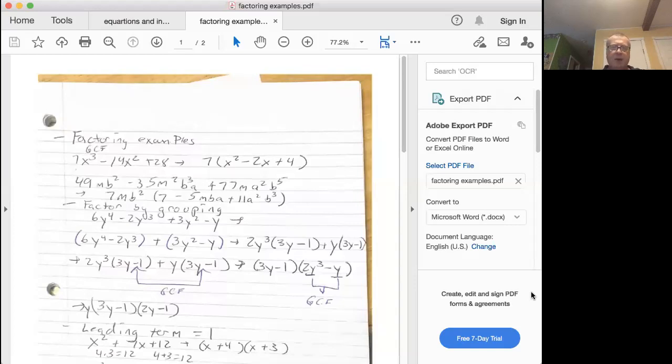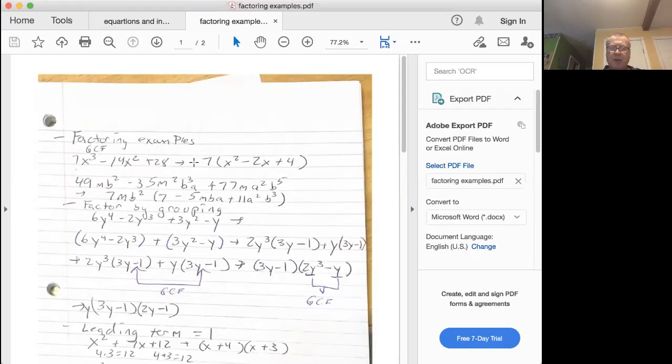So when we're factoring, here are our factoring examples. The first one is greatest common factor. We have 7x to the third minus 14x squared plus 28. First thing to note is all three terms do not have an x in, so x cannot be part of the common factor. They do, though, have a factor of 7 in each. This is 7 times 1, this is 2 times 7, and this is 4 times 7. So we factor out the 7.